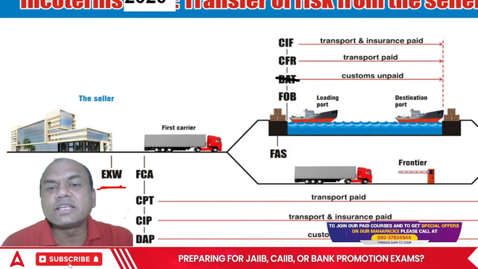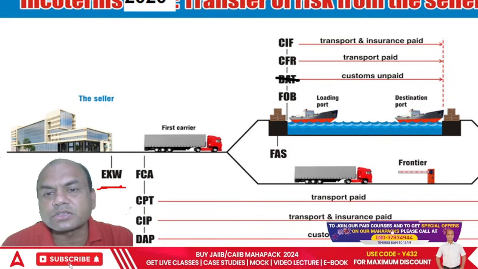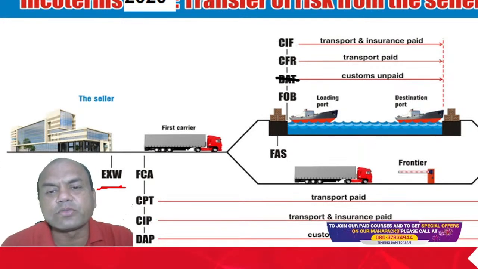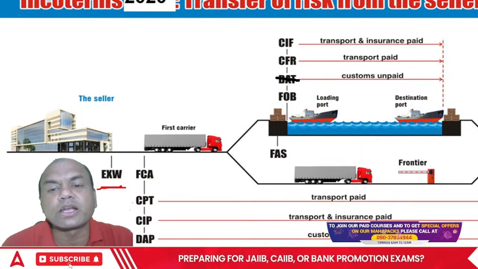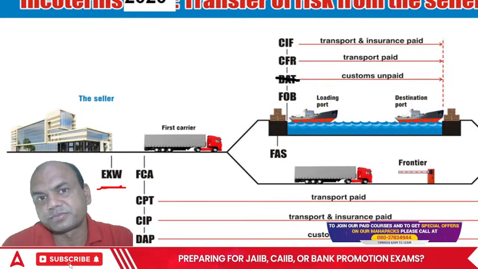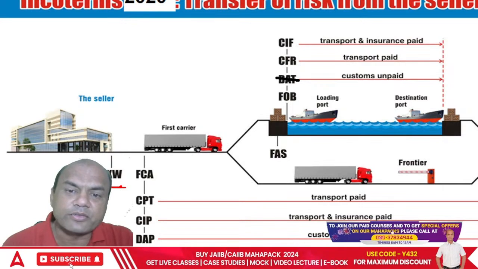Here, C means what? Cost. This cost means actually FOB. Understand this. C means this FOB. FOB is what? Free on board. That is the manufacturing cost. So this C means FOB.